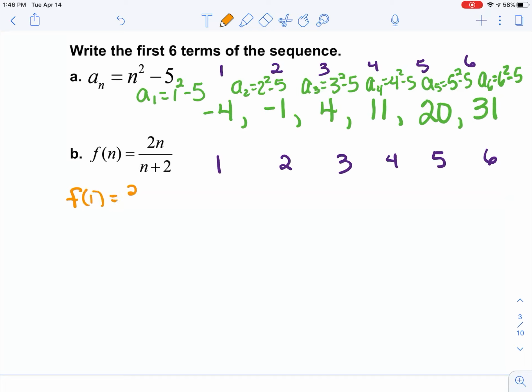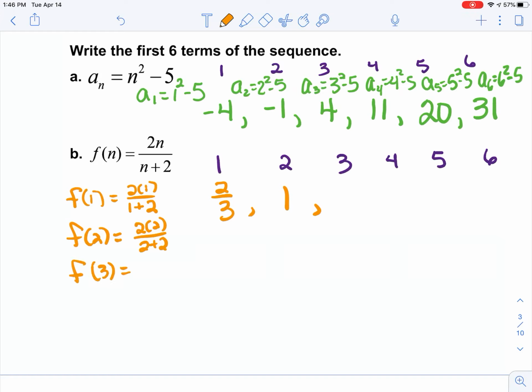So f of 1 is 2 times 1 over 1 plus 2. So that gives me 2/3 as my first term. f of 2 gives me 2 times 2 over 2 plus 2. That's going to be 4 over 4, which is 1. f of 3 is going to be 2 times 3 over 3 plus 2. That's going to give me 6/5.